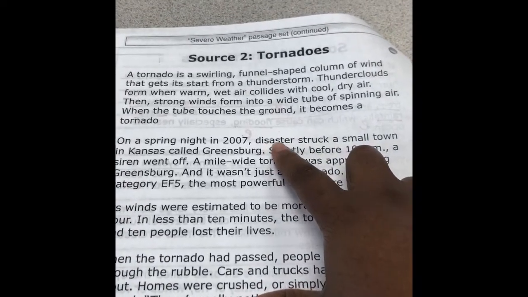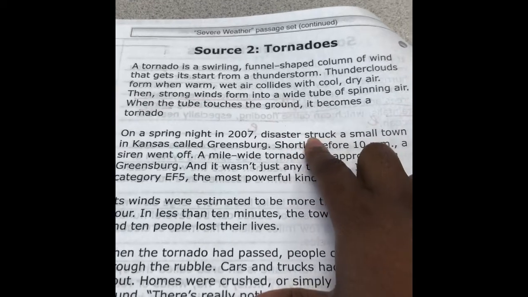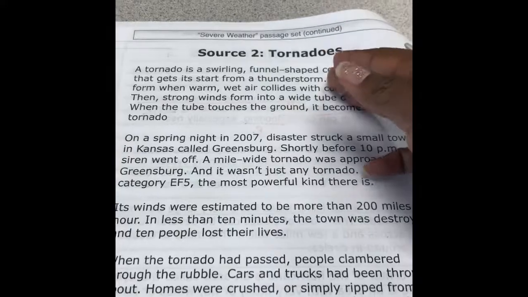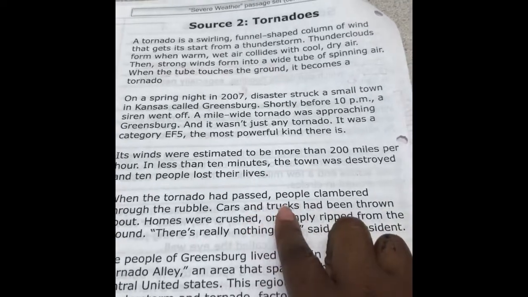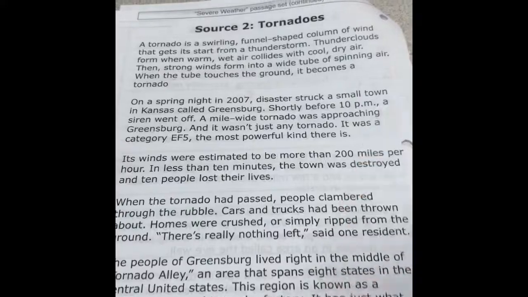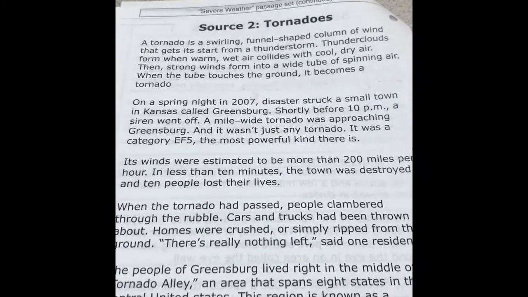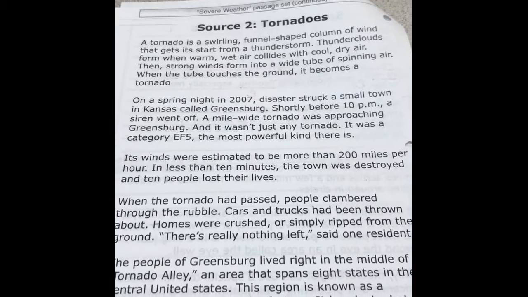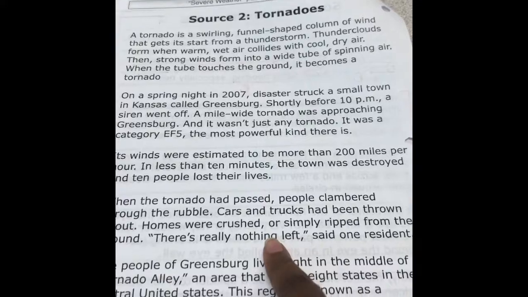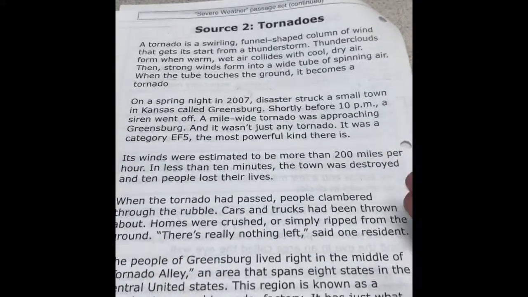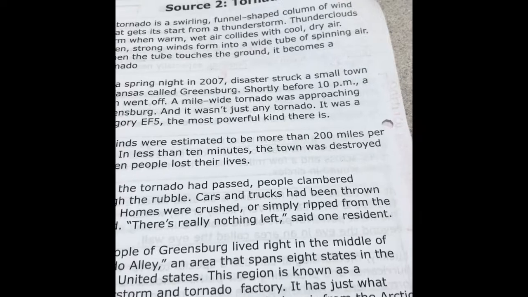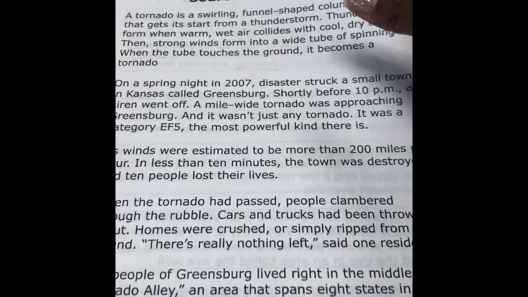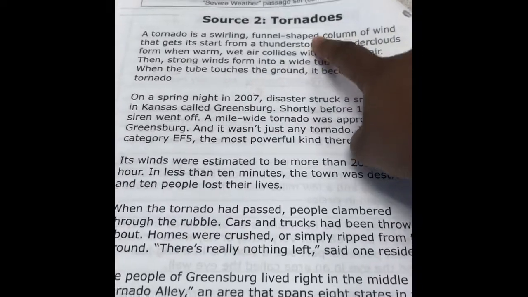They were able to underline "disaster struck a small town." Disaster was an effect of a tornado, and they believed so. They went through "cars and trucks had been thrown about." Was that an effect of severe weather? So they would underline that detail and put an E over it. "Homes were crushed and simply ripped from the ground." Was that an effect? Of course. So we would underline it and put an E next to it to show a detail that shows the effects of the severe weather of a tornado in this article. And same with blizzard.